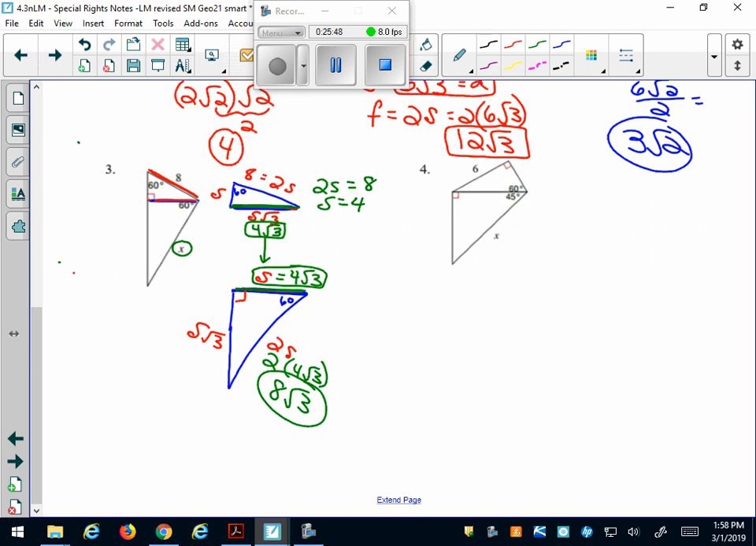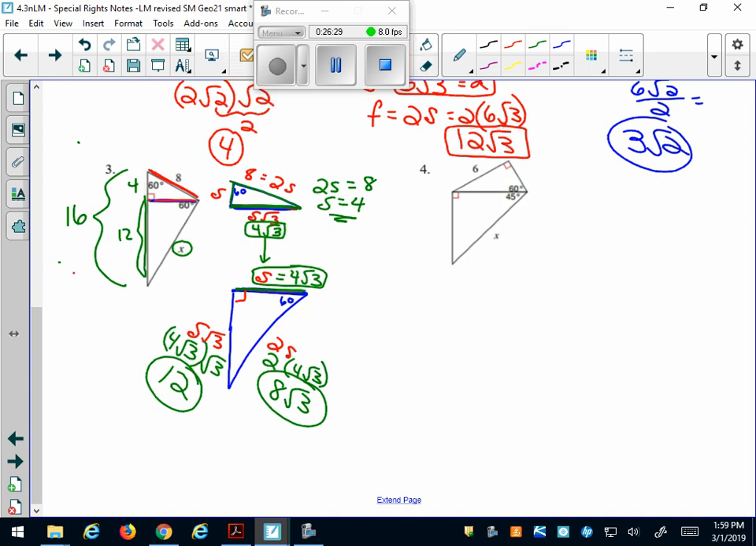But let's just, for the fun of it, let's figure out what this side is too. If S is 4 root 3, then this side becomes 4 root 3 times root 3. What's that? 12. By the way, let's go back up to this triangle. If S is 4, and this is 12, if they asked us for this whole side, we could just get 16.